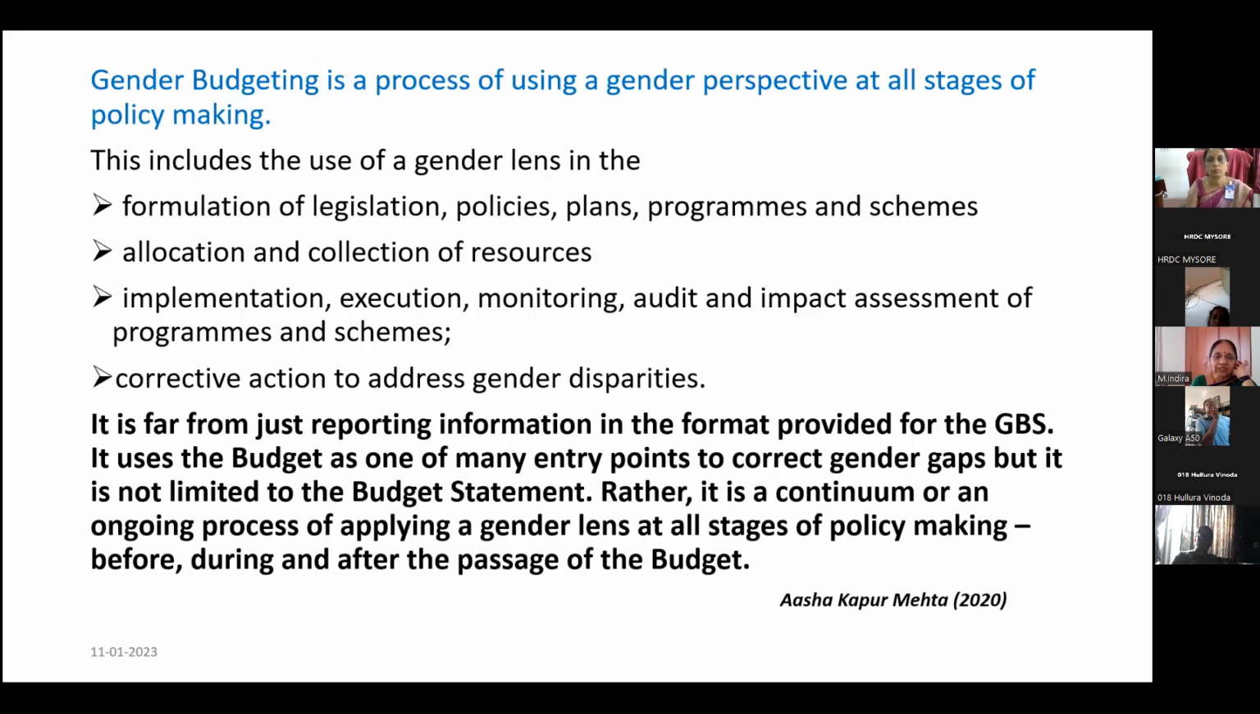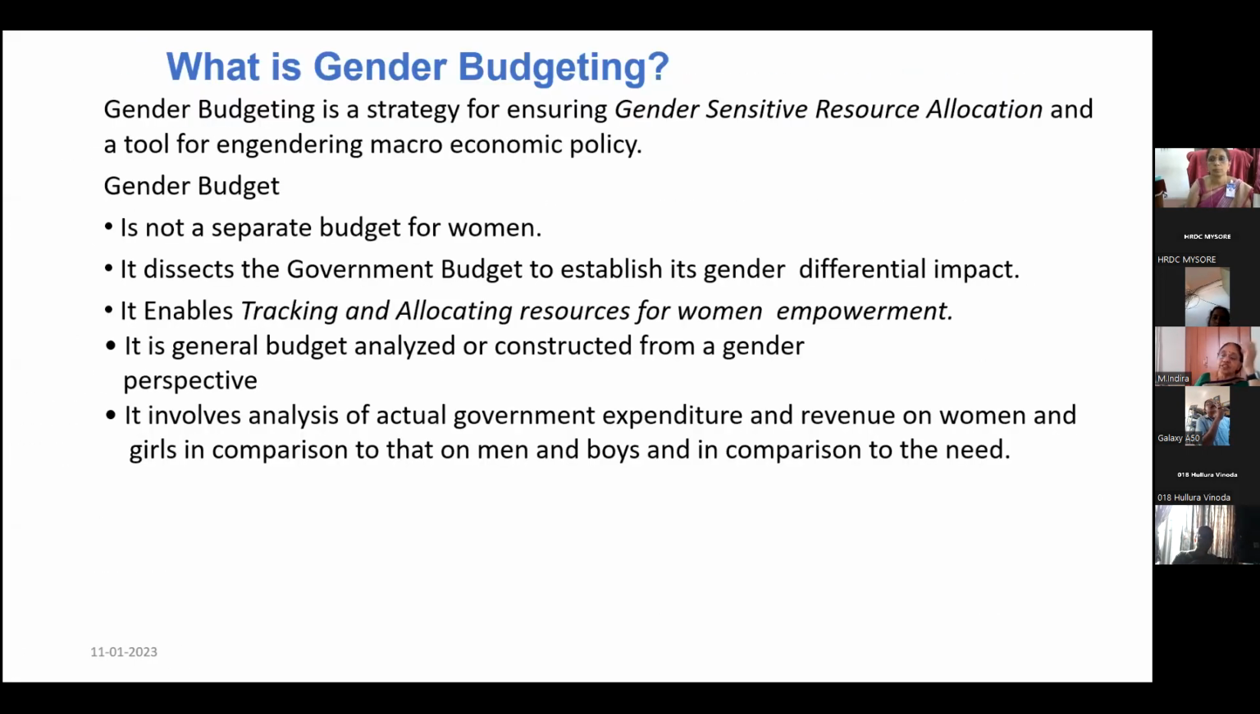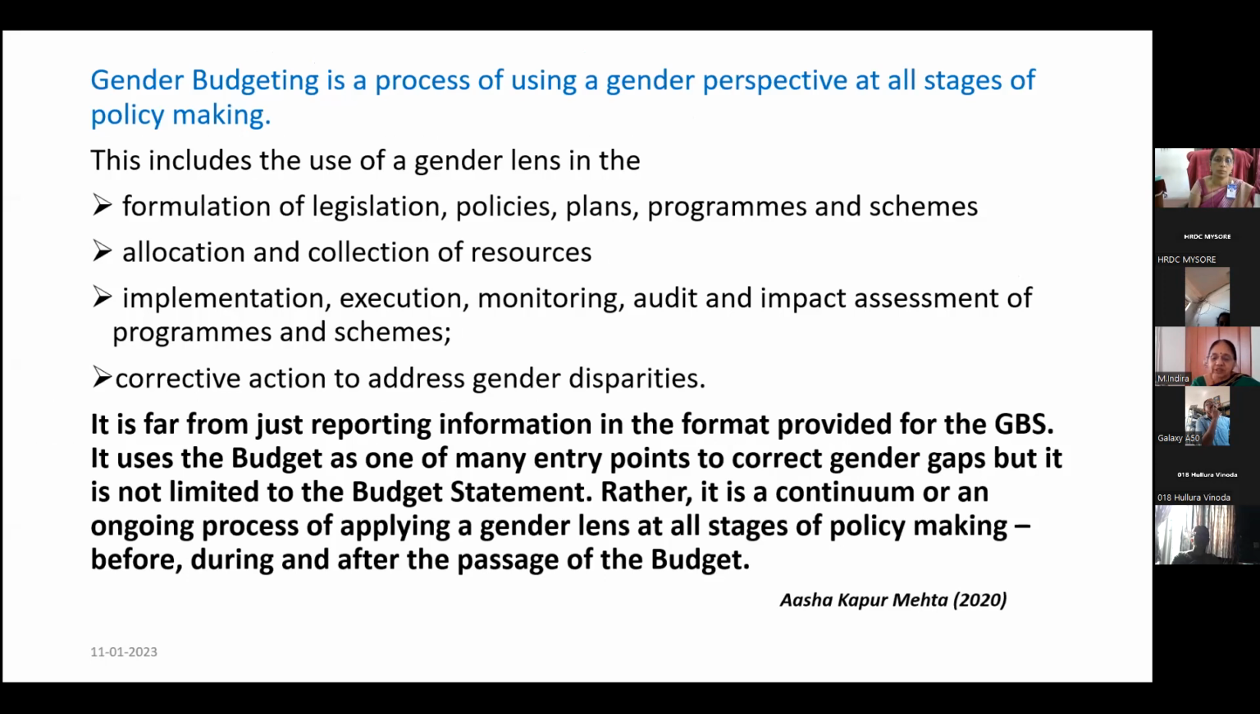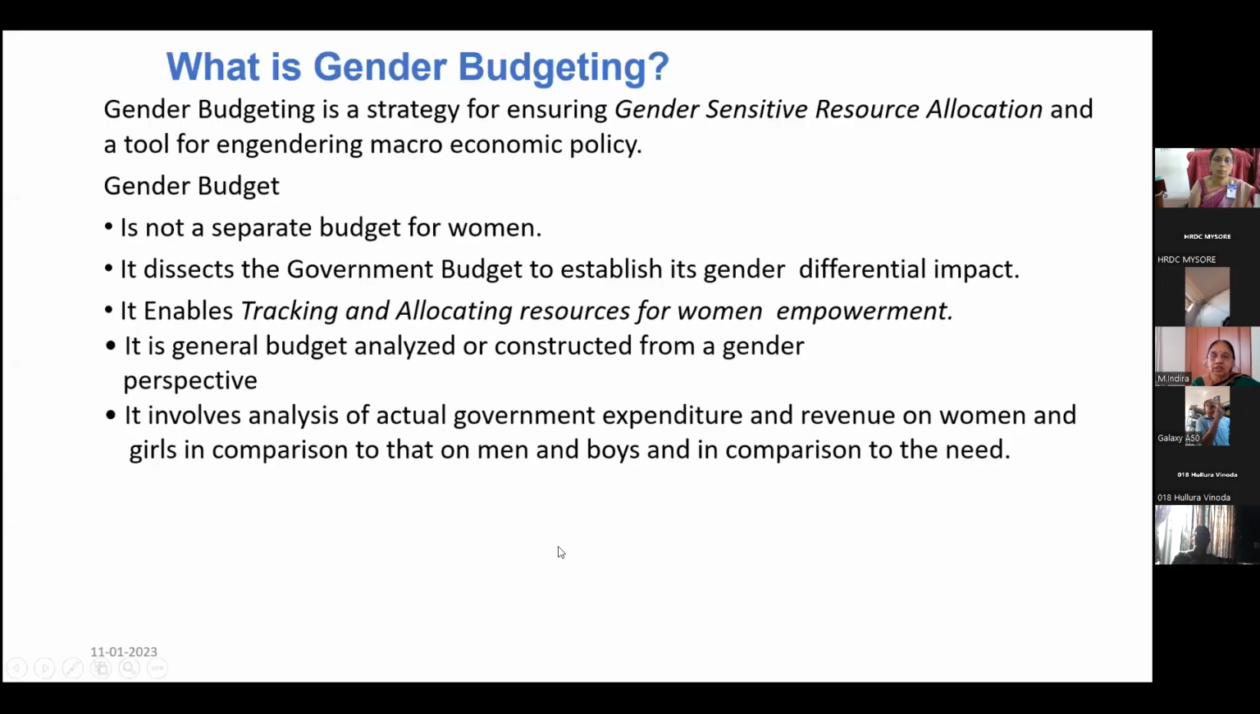So gender budgeting is actually a strategy. Why gender budgeting has come into existence is as a strategy. The difference between strategy and planning: planning is short-term, strategy is long-term. Gender budgeting came into existence as a strategy to ensure gender-sensitive resource allocation. I spoke about gender-sensitive policies. So here gender budgeting is mainly to ensure gender-sensitive resource allocation and a tool for engendering macroeconomic policy.